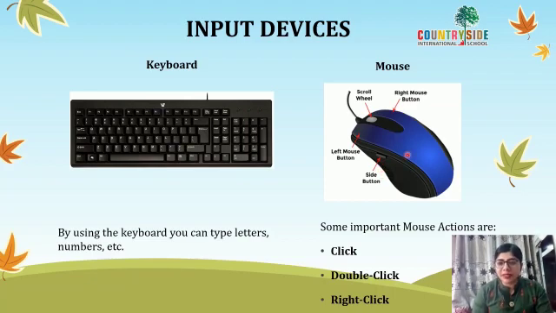But the basic purpose of a mouse, the three actions that are performed by a mouse, are fixed in all types of mouses, and that is click. Click means once click, then double click, that means when we click it twice, and right click. When we are talking about click and double click, that means we are talking about left click. But when we are saying right click, that means the right button is being clicked.